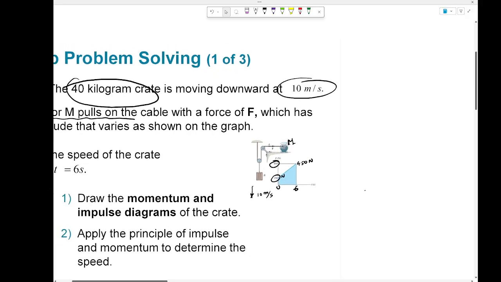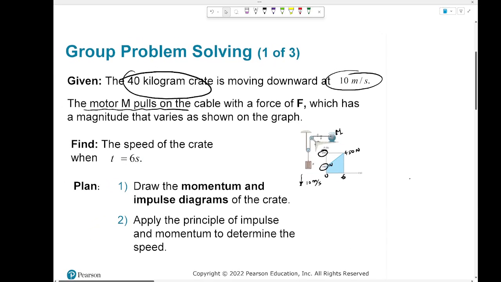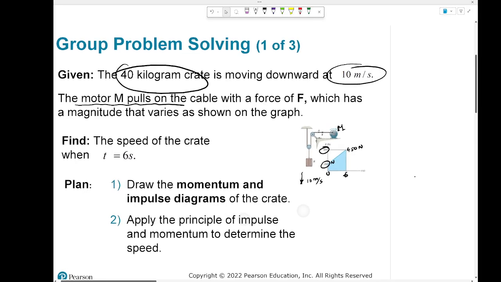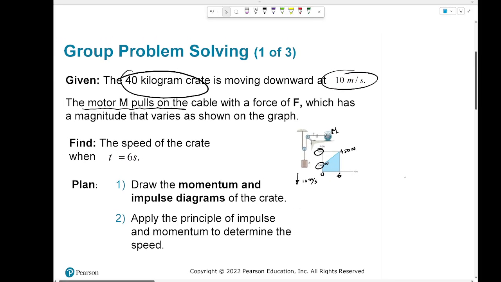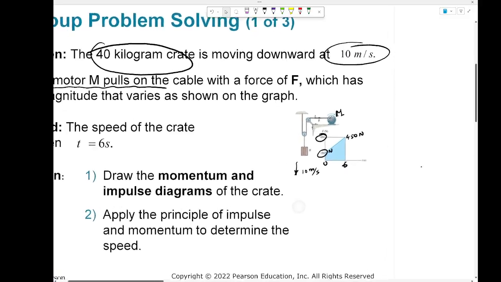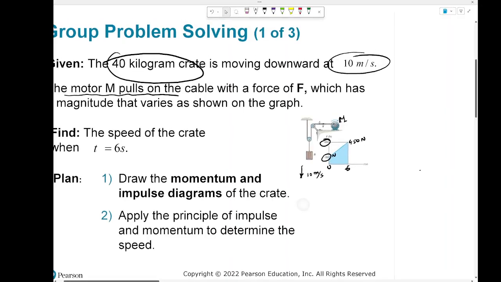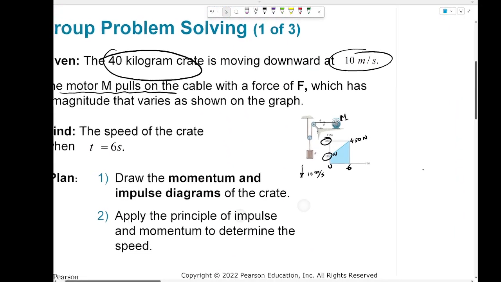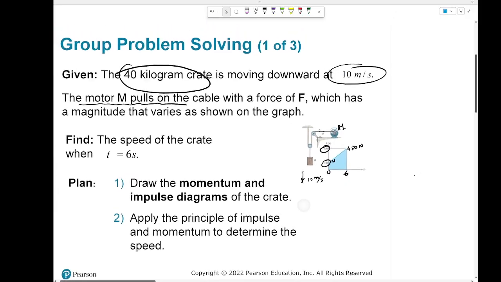All right. So the crate is moving downward. The motor pulls on the cable with the force F, which has a magnitude that varies as shown in the graph. The speed of the crate at 6 seconds, you've got to find.